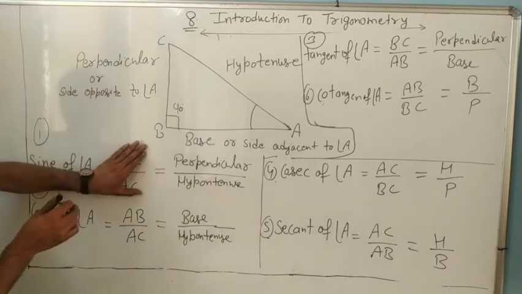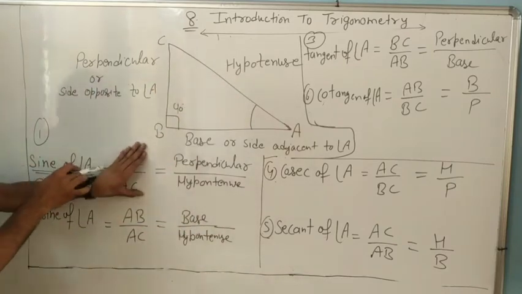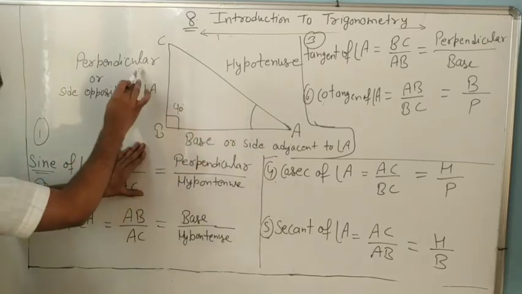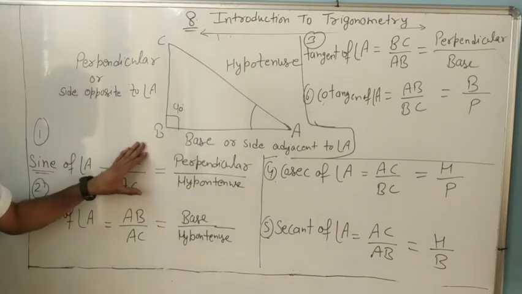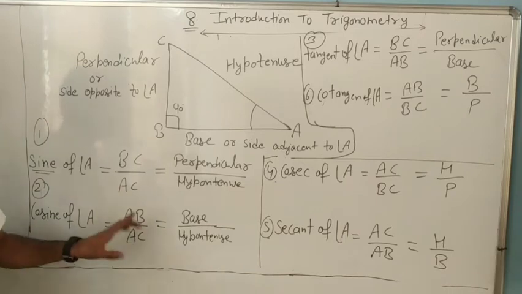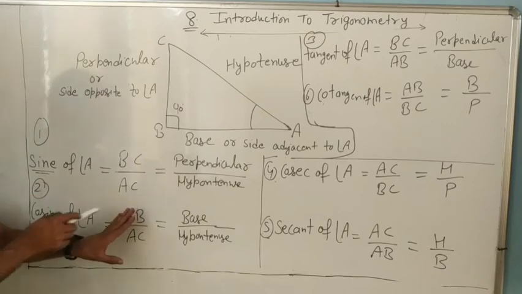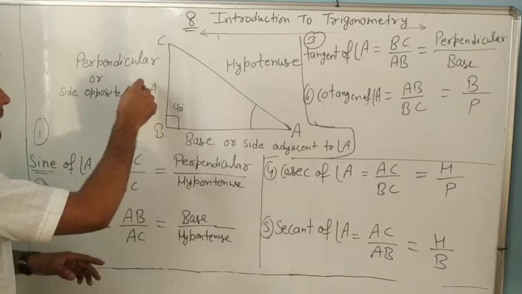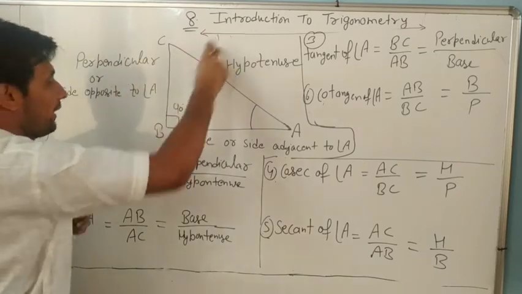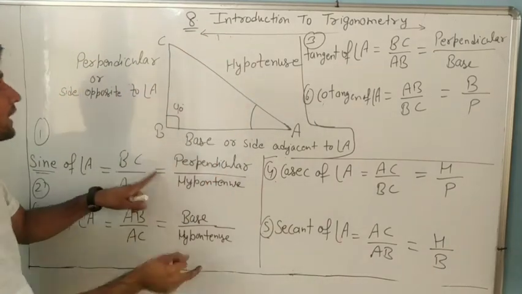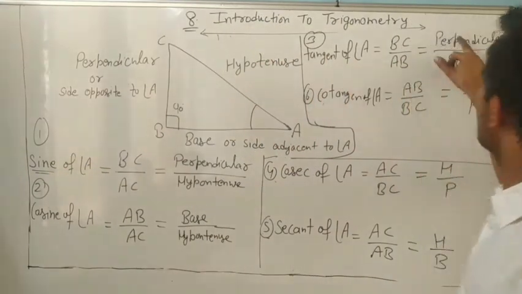Whenever we take perpendicular divided by hypotenuse, it is named sine of angle A, because the opposite of the angle is always perpendicular. What angle are we taking? Angle A, so it is sine of angle A. Cosine of angle A: when we take base by hypotenuse, we give the name cosine. Third is perpendicular by base, because there are 6 possibilities. First is perpendicular and hypotenuse, second is base and hypotenuse, third is perpendicular and base. It is called tangent of angle A, perpendicular by base.